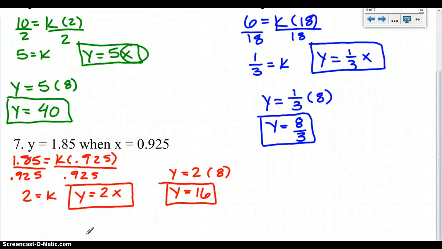Okay, I'm back. You can see what I did. I just plugged in our numbers, and I got 2 is equal to k. So our equation is y equals 2x. And then I just plugged in 8 to get when x is 8, our y is 16.